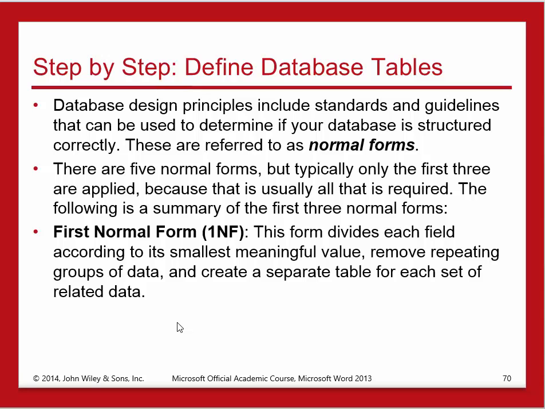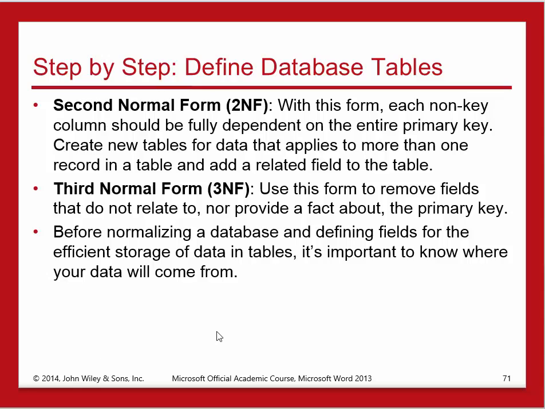The first one being the first normal form, which divides each field according to its smallest meaningful value. It removes repeating groups of data and creates a separate table for each set of related data. The second normal form means that each non-key column should be fully dependent on the entire primary key, and new tables are created for data that applies to more than one record in a table. Third normal form is the form that is used to remove fields that do not relate to or provide a fact about the primary key.